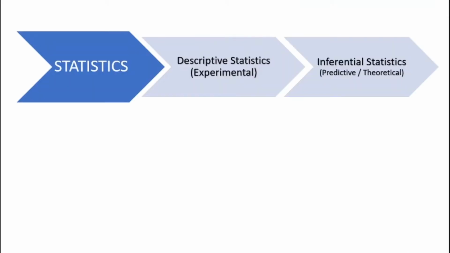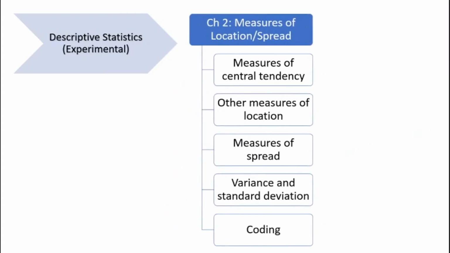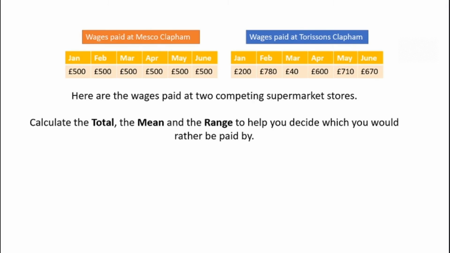Okay, so as we move on here, we're going to take another look at locations of spread. Today we'll focus on the standard deviation. If you remember in the previous video, I showed you these two different distributions of wages that you could get at two different high street supermarkets. It was difficult to distinguish between them because they both had the same mean and the same total.